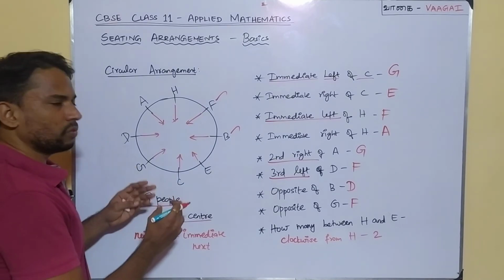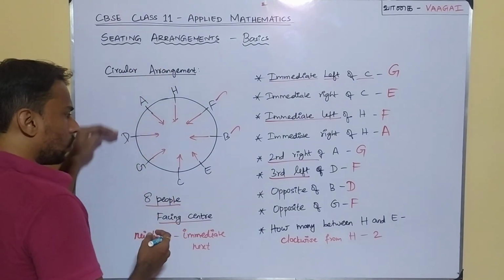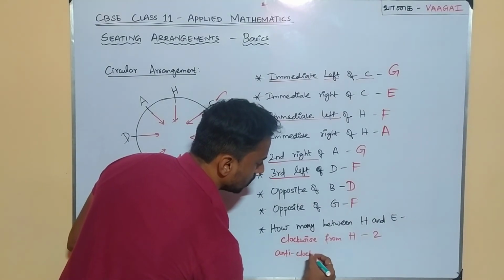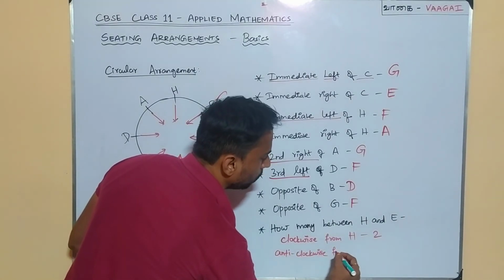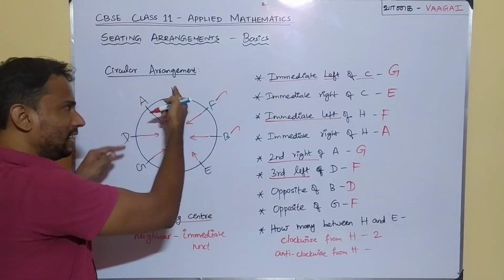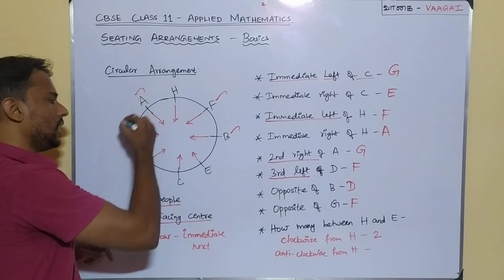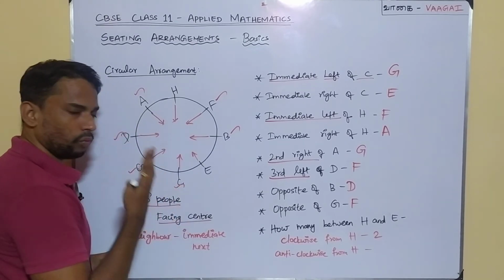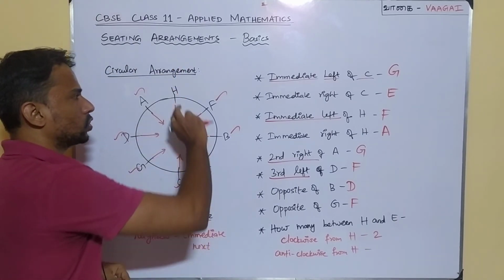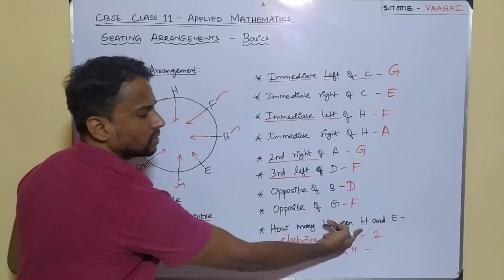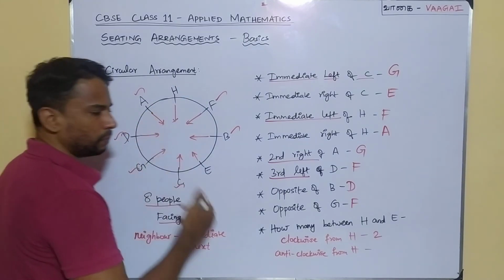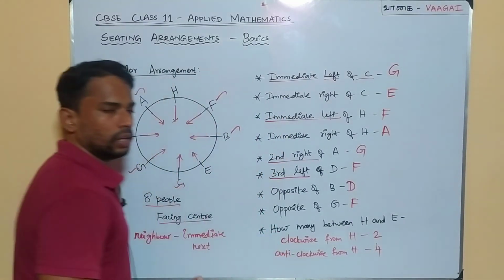But whereas the same question, if you see anti-clockwise from H, let me write it here, anti-clockwise from H, between the same two people H and E, there are A, D, G, C. There are 4 people seated between H and E. I hope you are able to understand this. So clockwise, one possible answer is 2, and anti-clockwise, there is another answer: 4 people are seated.